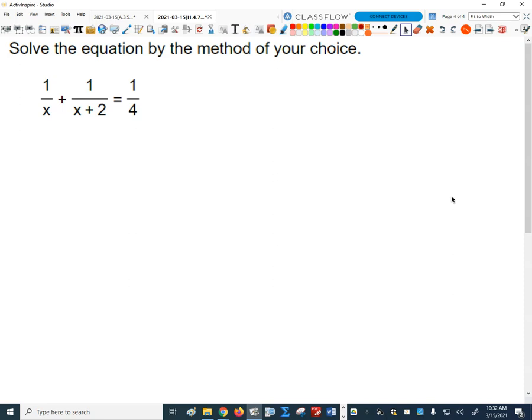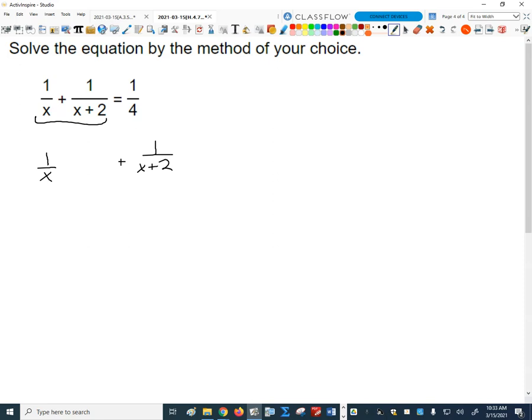We need a common denominator, don't we? Right? We need a common denominator to add those fractions on the left. Okay? So how could I do that then? I've got 1 over x plus 1 over x plus 2. How could I get a common denominator on the left side? What would my common denominator be?